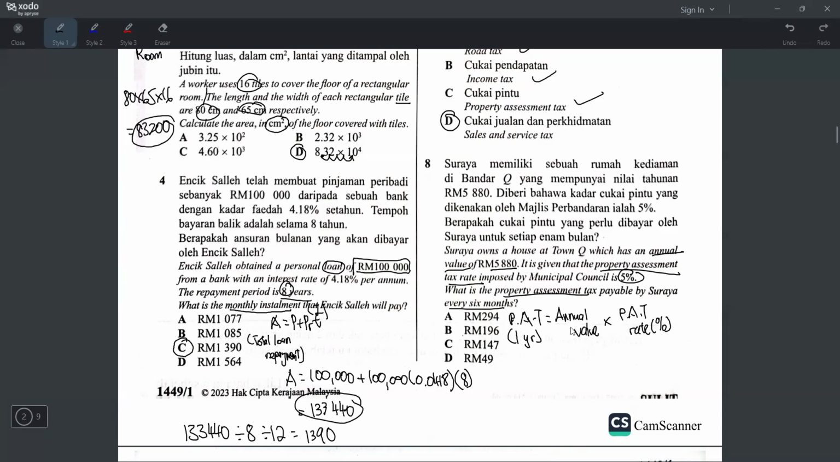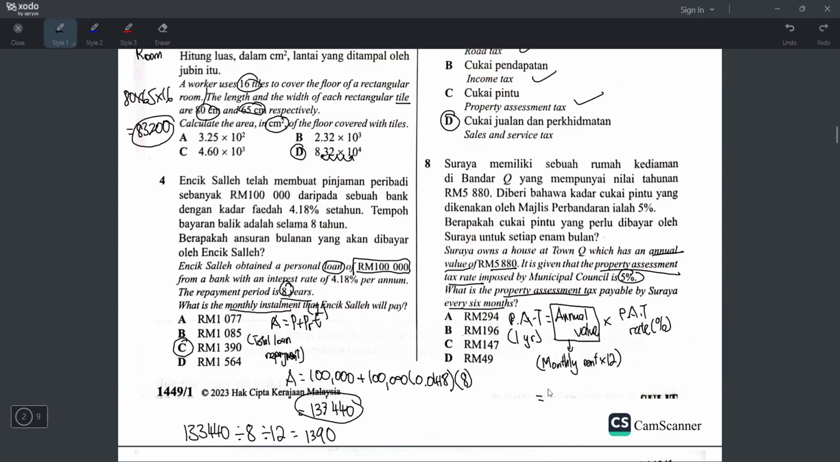Okay, sometimes dia tak bagi annual value, dia bagi monthly rent. Kalau dia bagi monthly rent, you just take the monthly rent times 12. So sometimes they want to make the soalan susah sikit, dia tak bagi annual value, dia bagi monthly rent. Kalau dia bagi monthly rent, you darab 12, then you dapat annual value. So ini penting, some students they forget about this one.